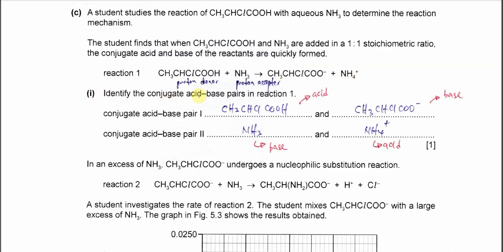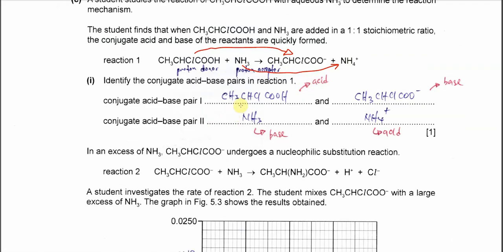Now, identify the conjugate acid-base pair in reaction 1. It's quite clear that this one is a proton donor, so it's the acid, and it will form this conjugate base. The acid and conjugate base differ by 1 proton. Then ammonia here is the proton acceptor, so it's the base, and this base will form the conjugate acid, the ammonium. So it's very easy. You just need to put the 2 pairs there: the acid with the carboxylate, and the ammonia with ammonium, right?